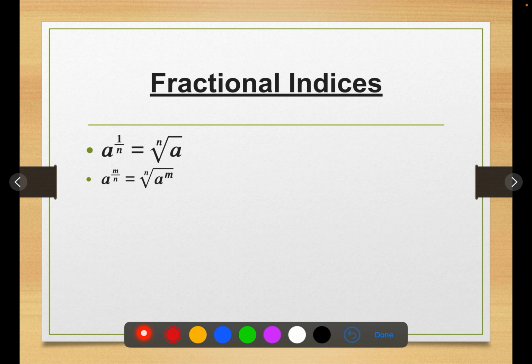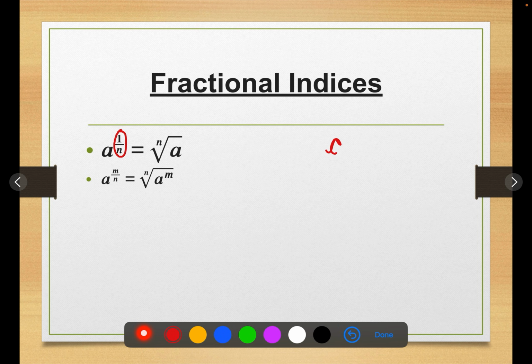Fractional indices. What are fractional indices? We know the indices are the powers. So fractional indices are when we have the powers in terms of fractions. Here I can see 1 upon n is a fraction. So I can write it as the nth root.